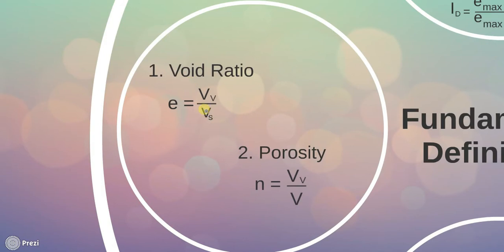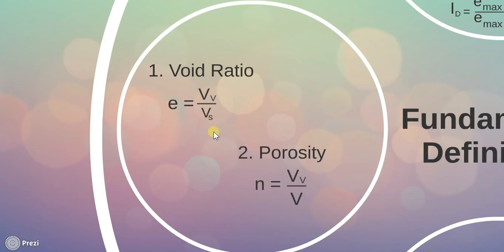Void ratio is defined as the ratio of the volume of voids to the volume of solids. Void ratio is denoted by small e, and the equation of void ratio is volume of voids divided by volume of solids. Void ratio is unitless because the denominator and numerator are both of the same unit.